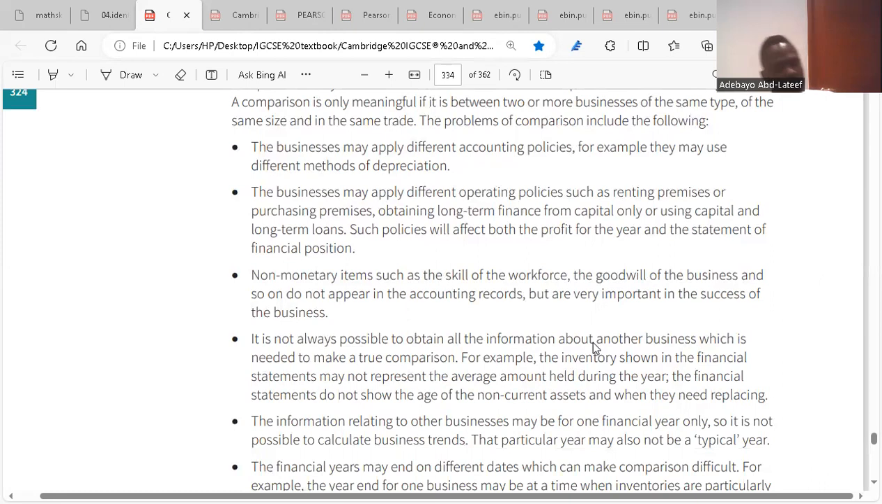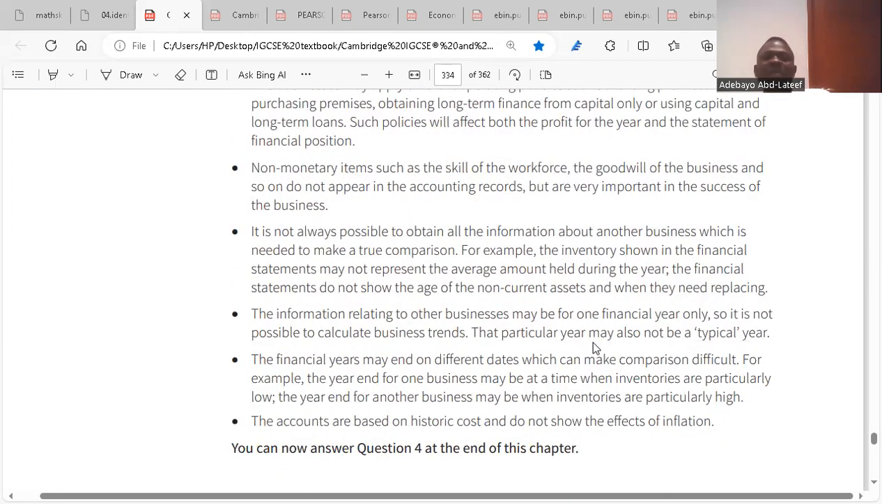Goodwill and reputation. So it is not always possible to obtain all the information about another business which is needed to make a true comparison. You can have all the information of your own business, but it's difficult to find all the information of another business. Something will be missing. You don't have detailed information. That's the point. I think it's clear.